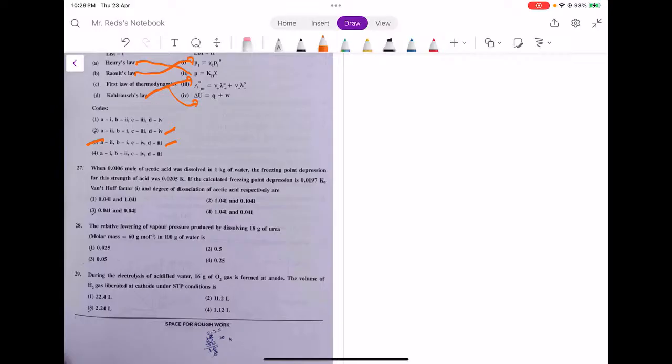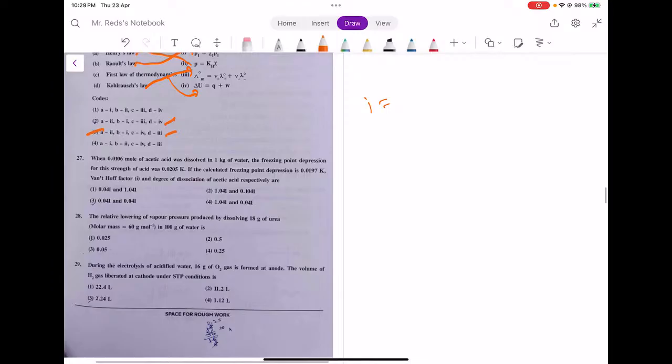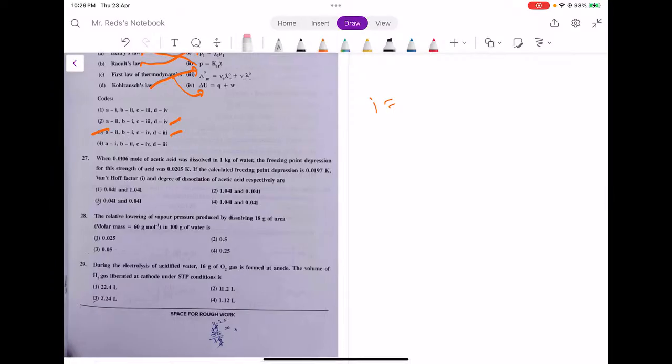Here i is equal to van't Hoff factor, observed colligative property by calculated colligative property. Observed colligative property is given, students. Here, if the calculated freezing point depression was given, that was 0.0197 students. The observed one you have to find out.